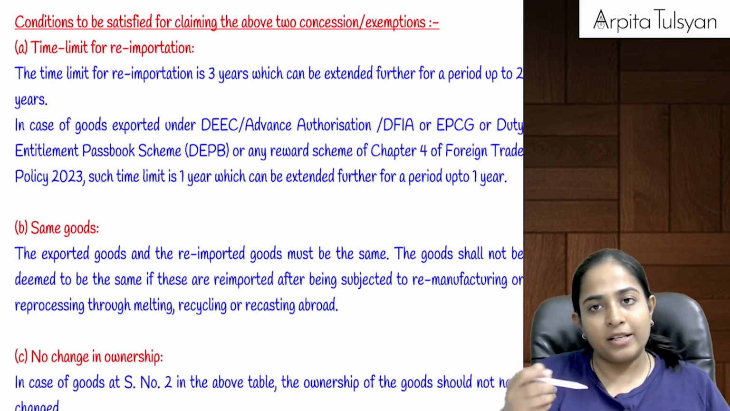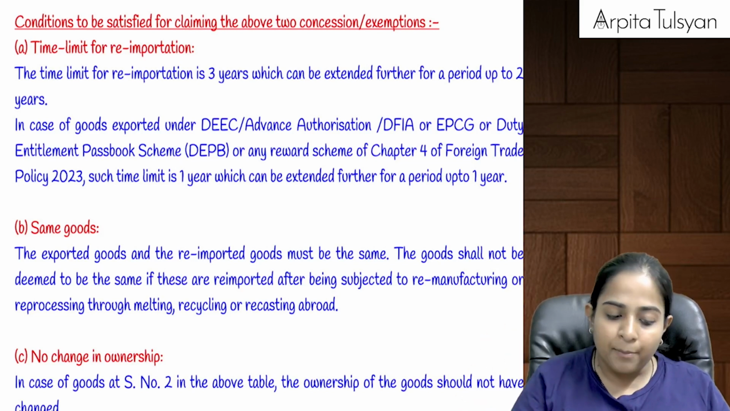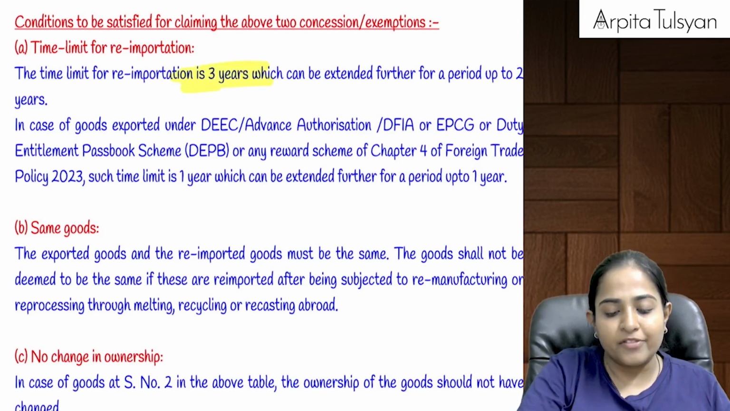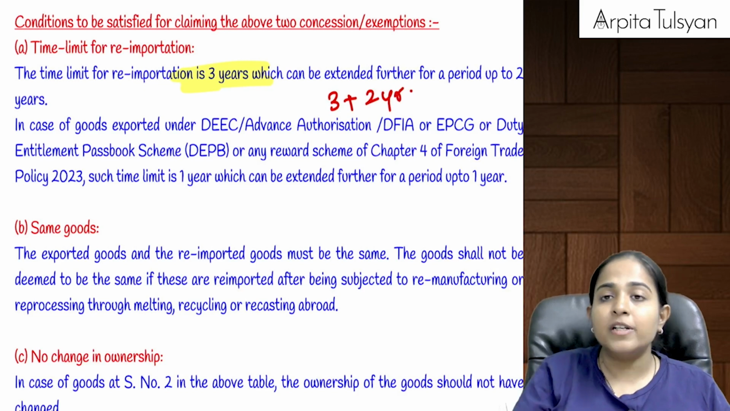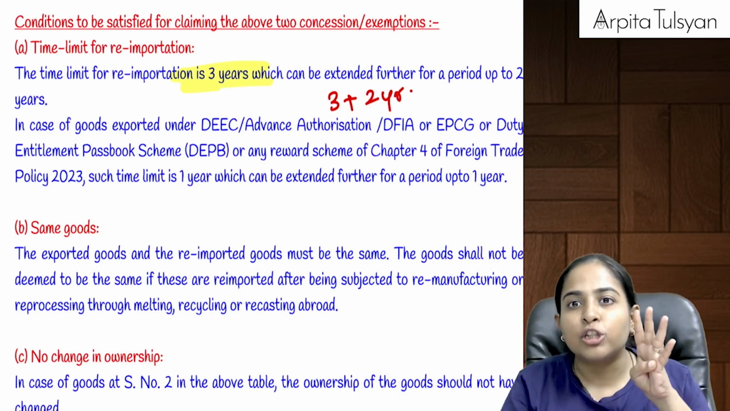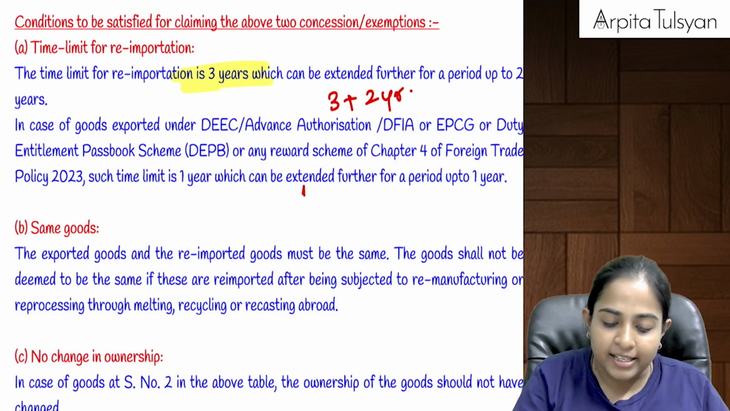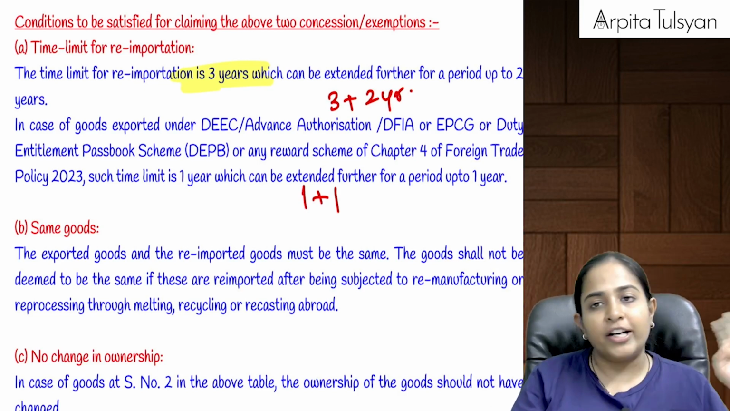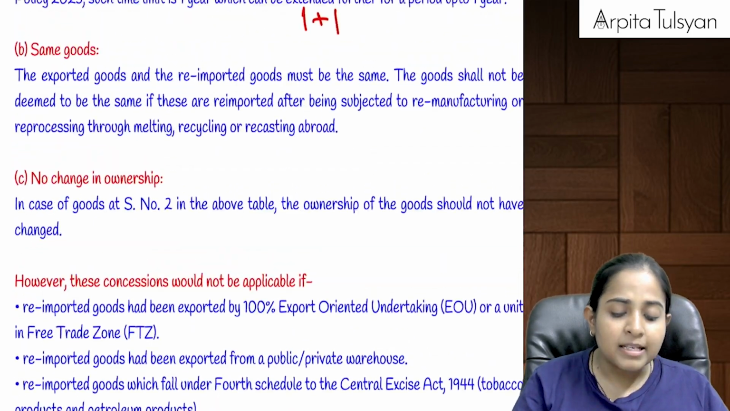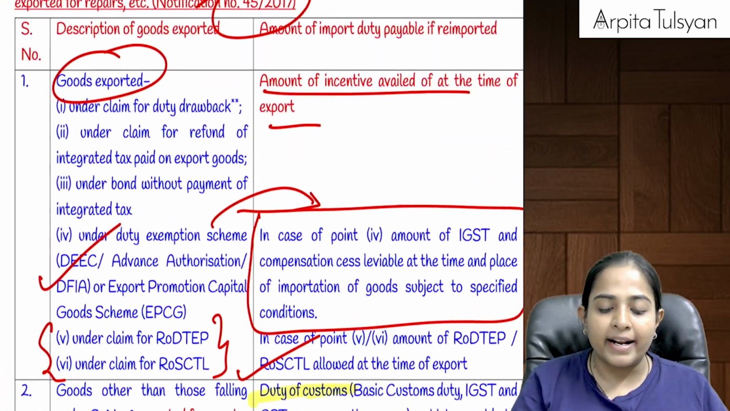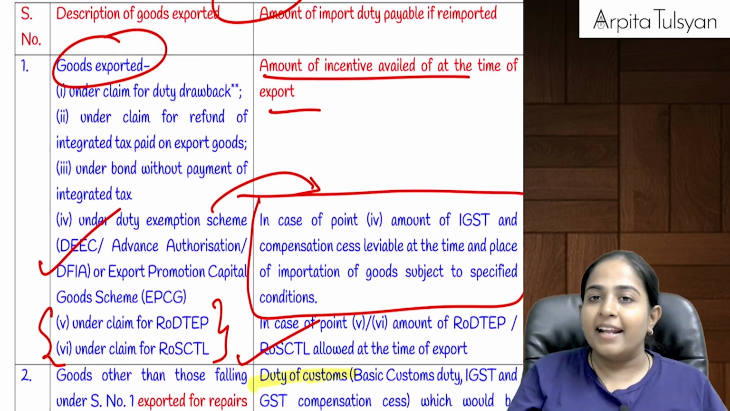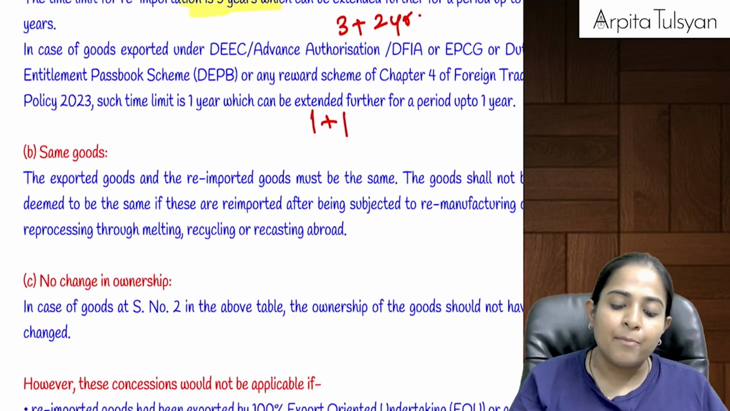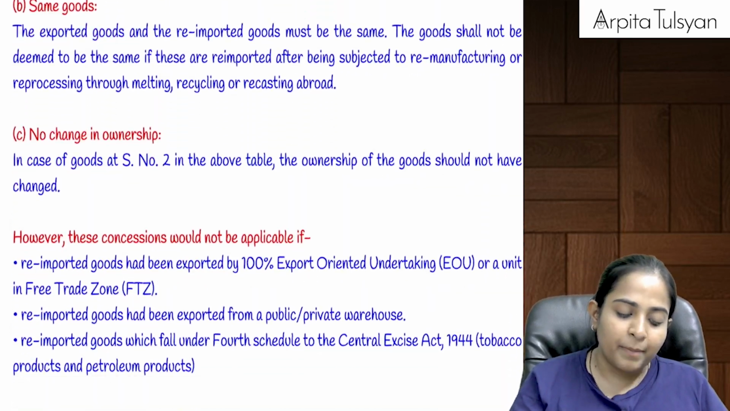First you had exported, now you are re-importing it. So re-importation should be done within a time period of 3 years, which can be further extended by 2 years. But in the case of that specific fourth point, advanced authorization, EPCG, etc., re-importation should be done within a time period of 1 year, which can be further extended by 1 year. In all the other cases, it is 3 years plus 2 years. And whatever goods you had exported, the same goods you should be re-importing. Otherwise, you can play with the government, right? So only if you are re-importing the same goods will this concession be available.